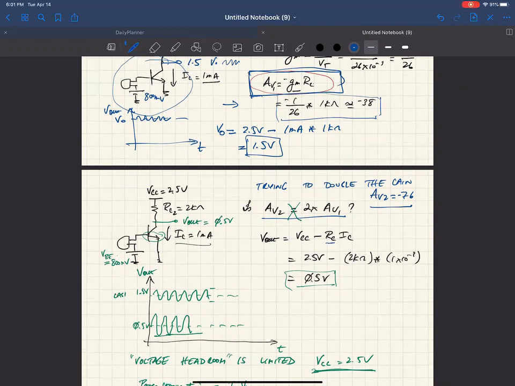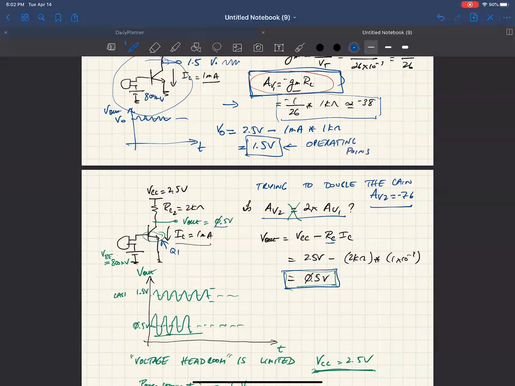It drops this V out, this VO, to 0.5 volts. This is the large signal behavior. The large signal operating point of the collector voltage drops to 0.5 volts, which forward biases the collector-base junction, and you're no longer in forward active. This Q1 is no longer in the forward active region. So the 1.5 and the 0.5 are the operating points.